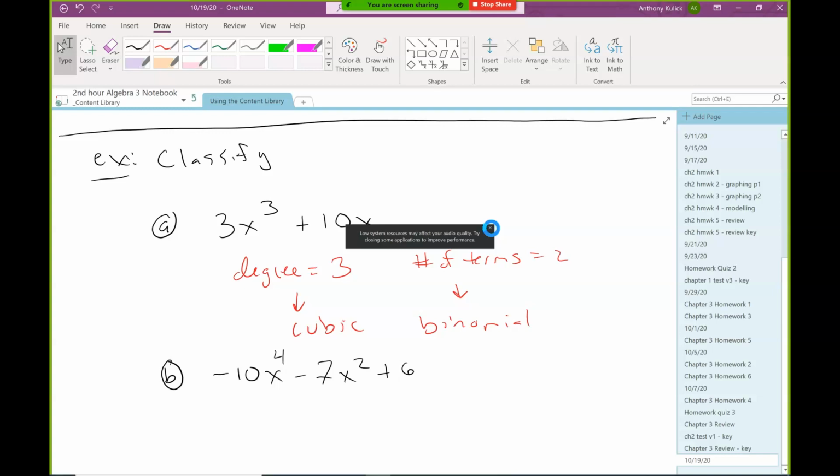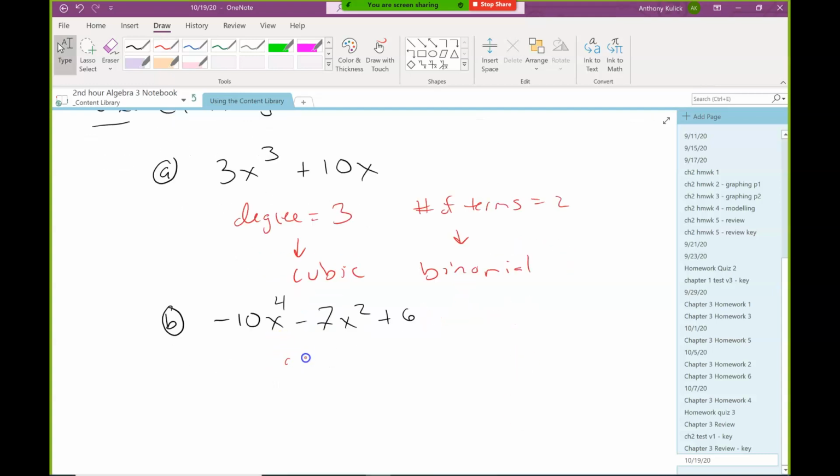Okay. What if we have the polynomial negative 10x to the fourth minus 7x squared plus 6? What's the degree for this one? 4. And the number of terms is 3. So it's quartic, because it has degree 4, and a trinomial, because there are 3 terms.